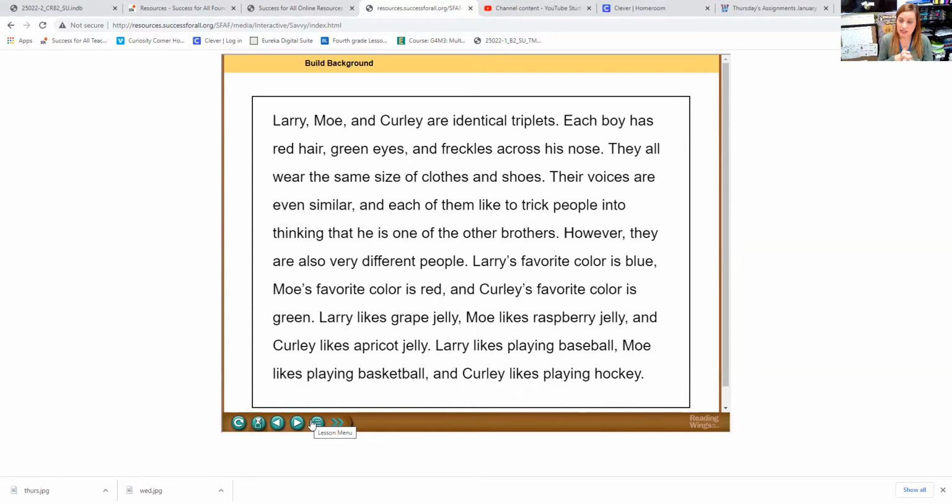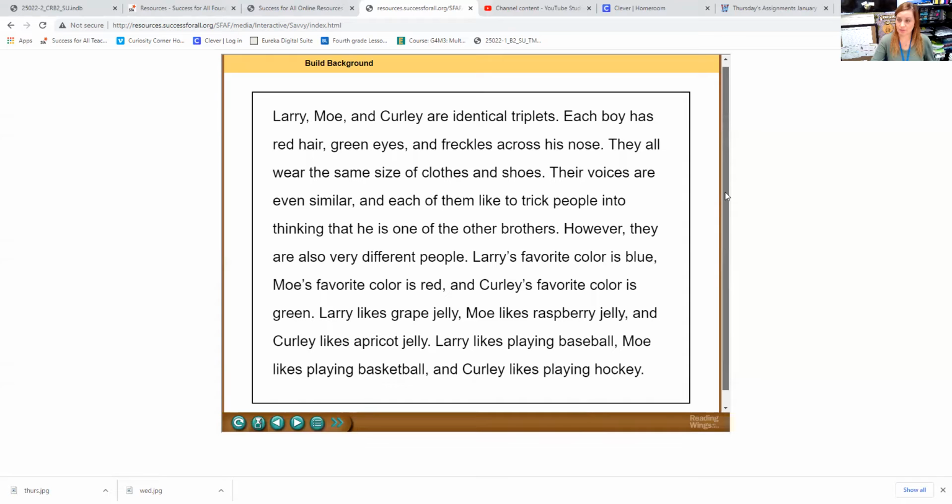It says, Larry, Moe, and Curly are identical triplets. Each boy has red hair, green eyes, and freckles across his nose. They all wear the same size clothes and shoes. Their voices are even similar, and each of them likes to trick people into thinking that he is one of the other brothers. However, they are also very different people. Larry's favorite color is blue, Moe's favorite color is red, and Curly's favorite color is green. Larry likes grape jelly, Moe likes raspberry jelly, and Curly likes apricot jelly. Larry likes playing baseball. Moe likes playing basketball, and Curly likes to play hockey.